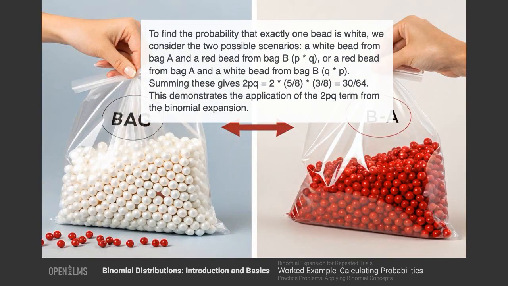To find the probability that exactly 1 bead is white, we consider the 2 possible scenarios: a white bead from bag A and a red bead from bag B, PQ, or a red bead from bag A and a white bead from bag B, QP. Summing these gives 2PQ, which equals 2 times 5/8 times 3/8, which equals 30/64. This demonstrates the application of the 2PQ term from the binomial expansion.